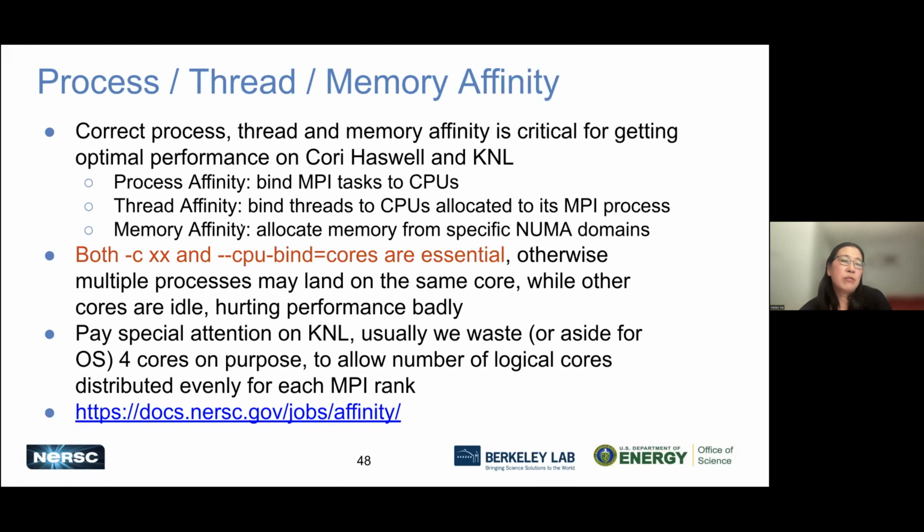And then there's also the topic of memory affinity, because for example, on Cori Haswell, there are 2 sockets, and each socket is 1 NUMA domain, meaning that memory access from the cores on this NUMA domain to its local memory is faster. But if it needs to access memory on the remote NUMA domain, it takes much longer. So you want to bind your process and threads to its local NUMA domain. These are all explained in the affinity page. We'll actually be doing one exercise on this.